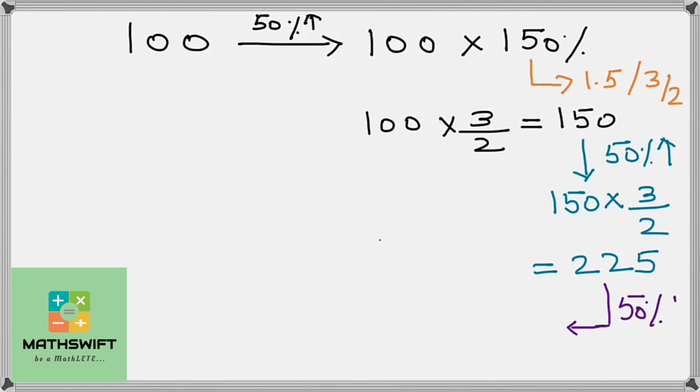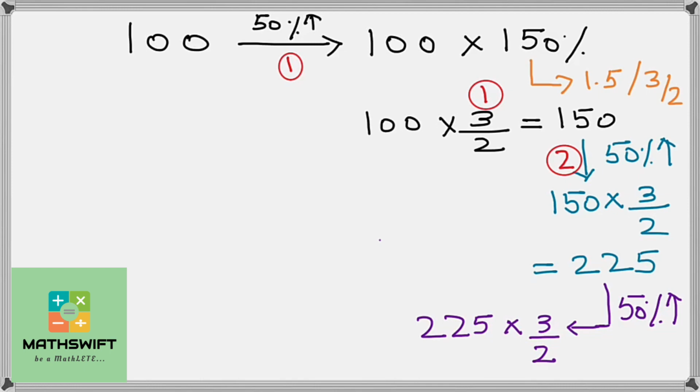Yet again, we get a value that we are not interested in finding. So let's leave it here as it is. The point is, if we increase a value by 50% or any percent for that matter, we multiply the original value by the corresponding fraction, and we do so as many times as is required. Like here, if we increase the value of 100 by 50% once, we multiply it by 3 by 2 once. If twice, we do so twice. And if thrice, we do so thrice.